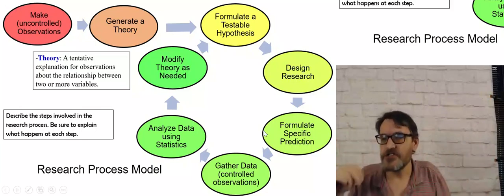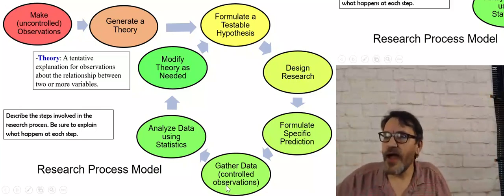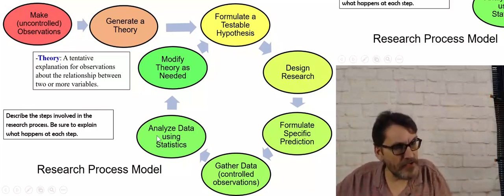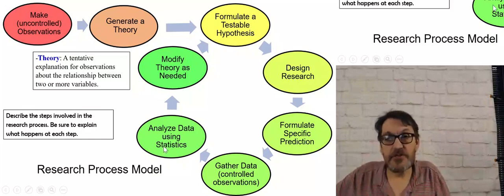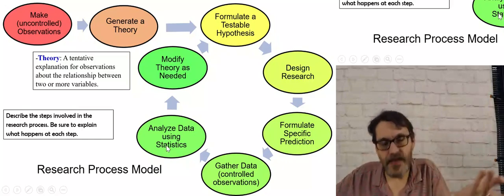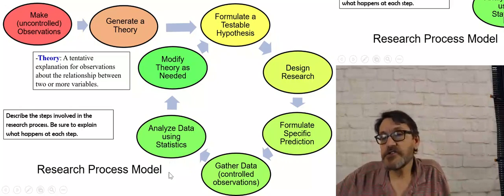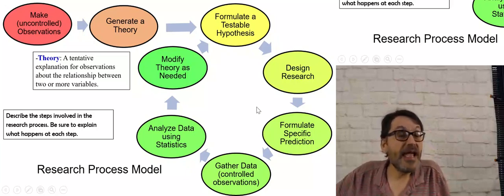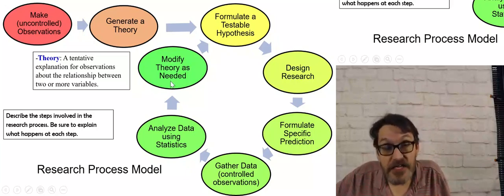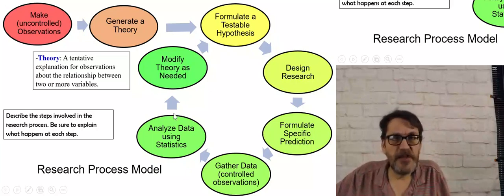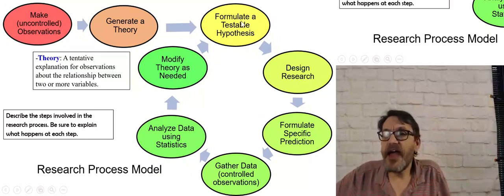So once you have your specific predictions, you're going to gather your data. Then comes your statistics. Here's where your statistics is going to, if you remember, reject the null or fail to reject the null. So your statistics are going to make some decision in relation to the hypotheses which were generated from the theory. And so now we feed back into the theory and modify the theory as needed based on the results from the statistics. And then the process moves on again. Okay?